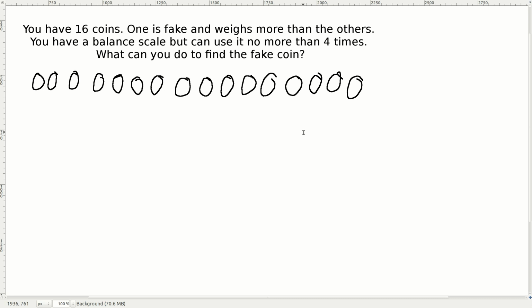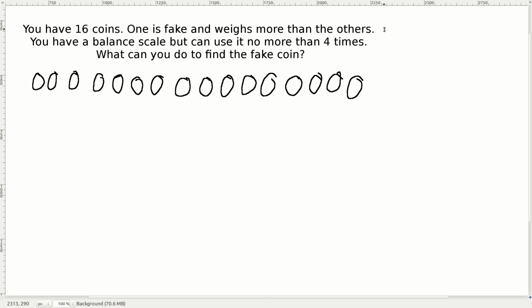Let's take a look at a problem together. Assume you have 16 coins and one of them is fake, and the fake one weighs slightly more than any of the others. If you have a balance scale, the kind that you can put things on both sides of and it tilts toward the side that's heavier, but you can't use that balance scale more than 4 times.